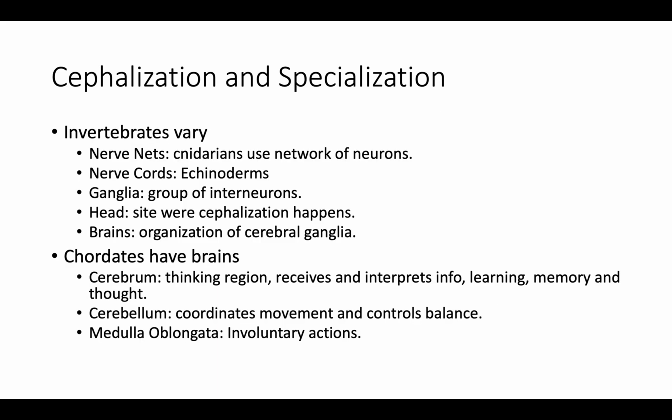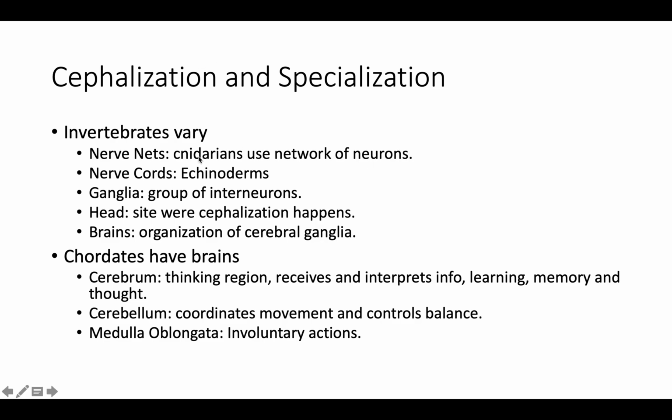So cephalization and specialization. Those are part of the body plans. So we have to look at these. Cephalization is just a collection of nervous tissue, pretty much a central nervous system. Invertebrates can vary. You're going to have nerve nets, which are just a net. There's really no cephalization there. There's no centralized part in which they're going to interpret sensory stimulus.